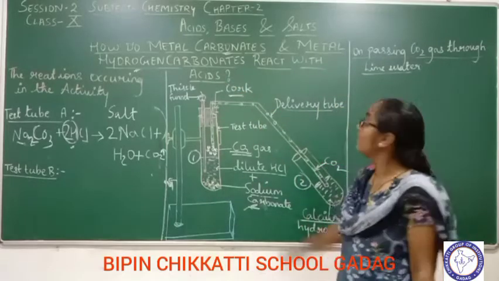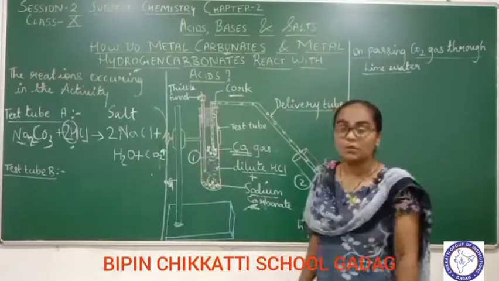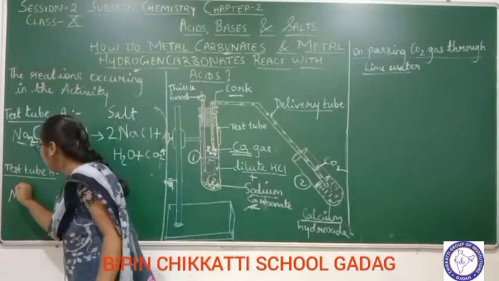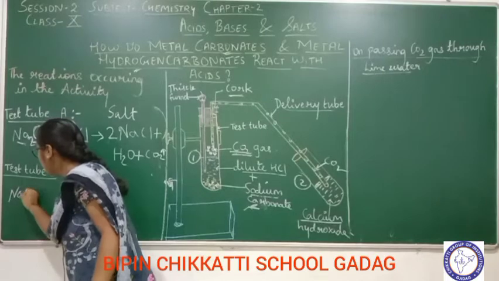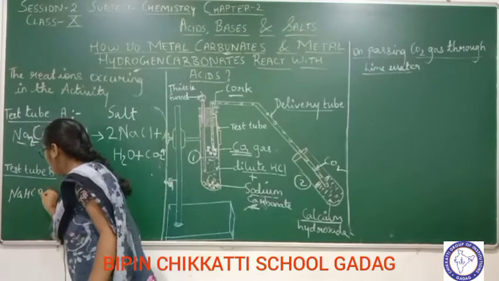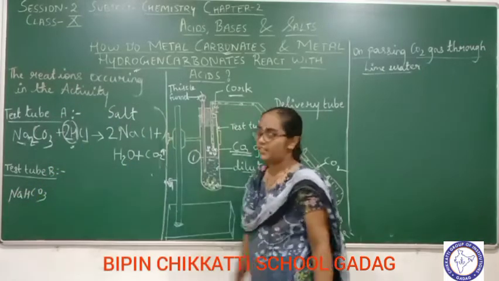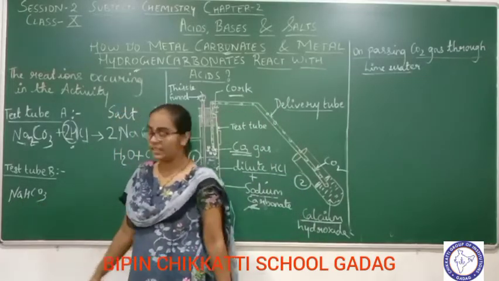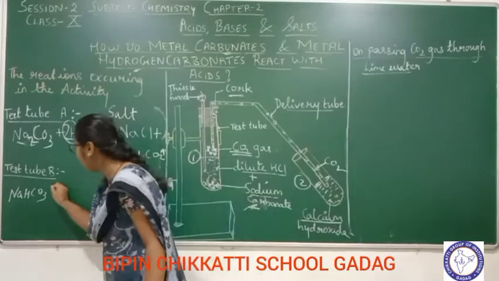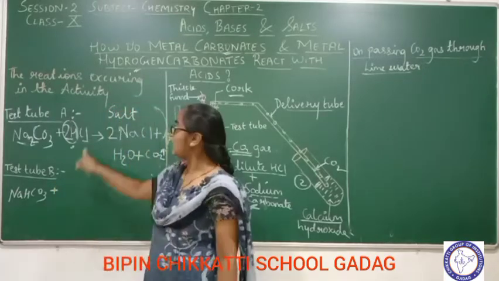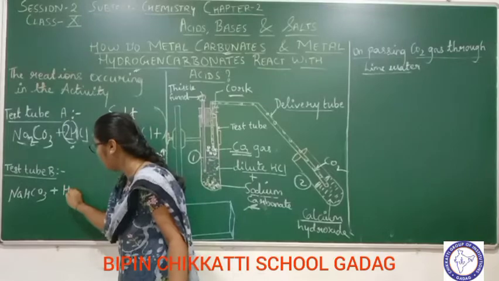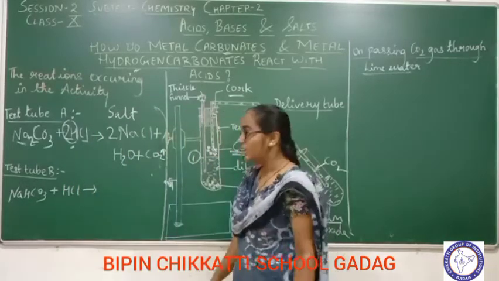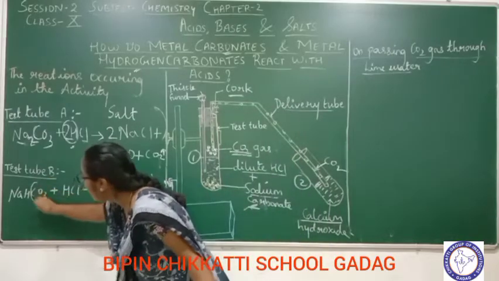What is the second one? Metal hydrogen carbonate. Now which metal did we take over here? Sodium, right? So here also I'll take the same one. Metal hydrogen carbonate, which is sodium hydrogen carbonate, right? So when it is reacting with the same acid, which acid? Hydrochloric acid. When it is reacting with hydrochloric acid, here also carbonate is there.